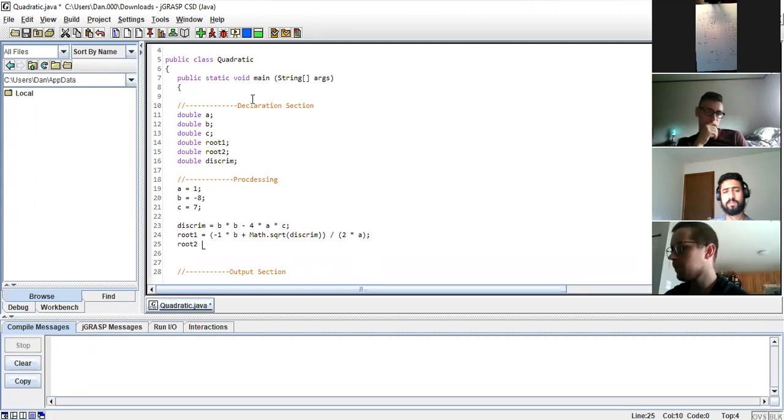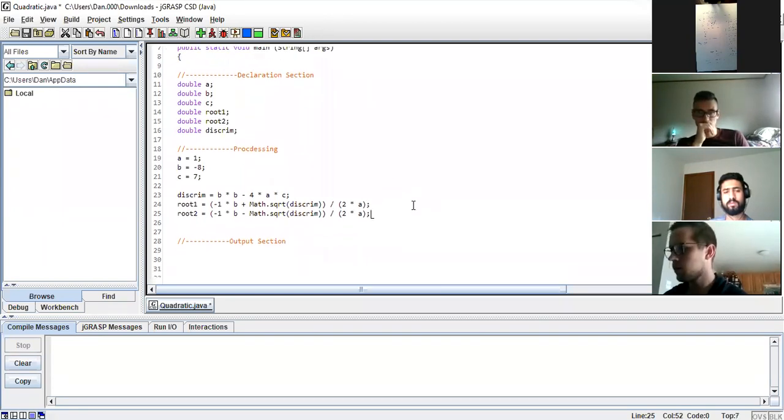Root2 is going to be the exact same thing. Root2 equals parentheses, -1 times b minus math.sqrt of the discrim, divided by 2 times a. Okay? So far, so good. I will save this and post it as well.